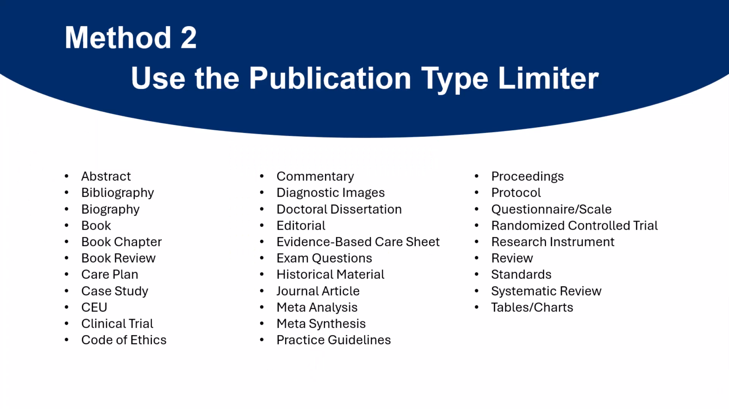Method 2. Use the publication type limiter. This method allows you to search for specific literature types instead of doing a broad search for evidence-based practice research. This is not an exhaustive list of publication types. I just wanted you to get an idea of how many there are.